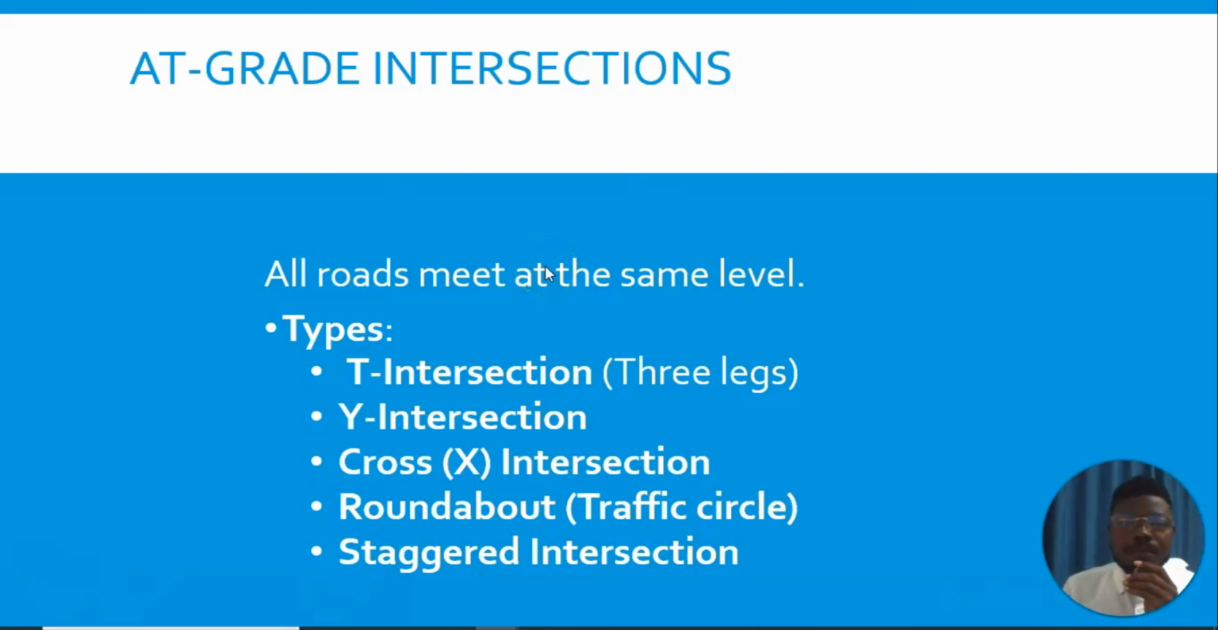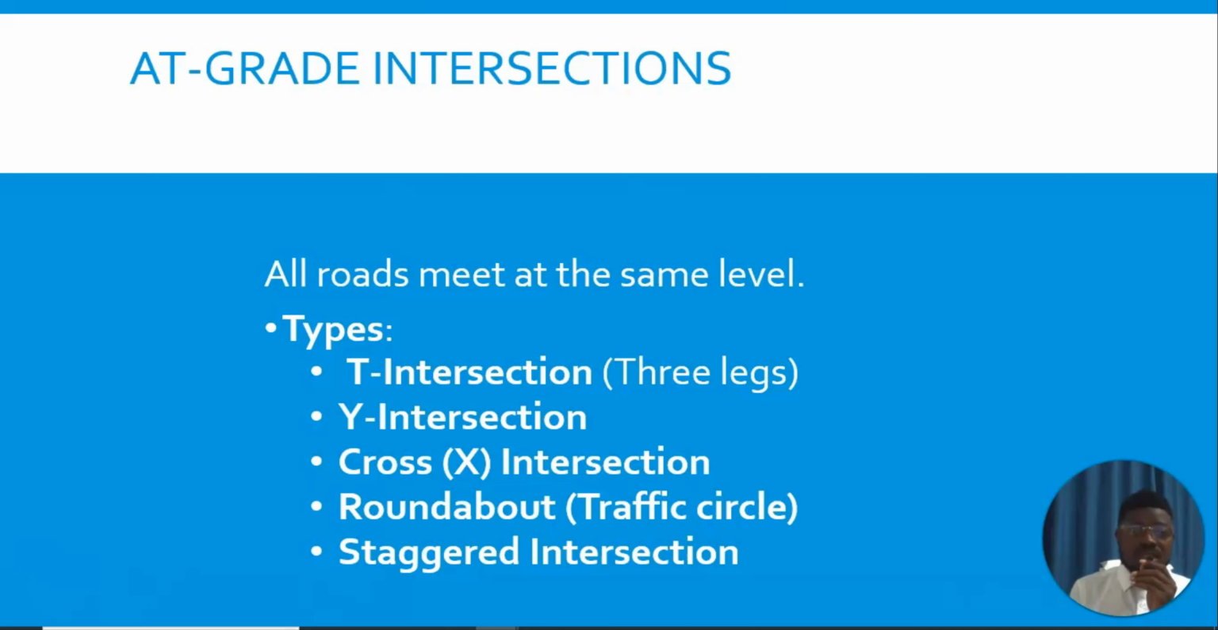So under the at-grade intersection, like we said, they're on the same elevation. So we now have these types of at-grade intersections. The first one we have here is the T intersection. The T intersection is when one road ends and meets another at a right angle, forming a T. That is what we call a T intersection.